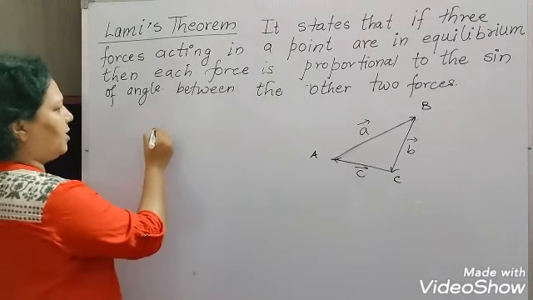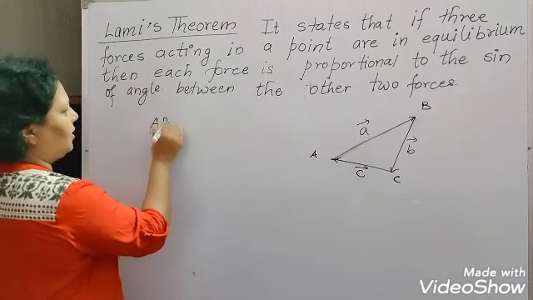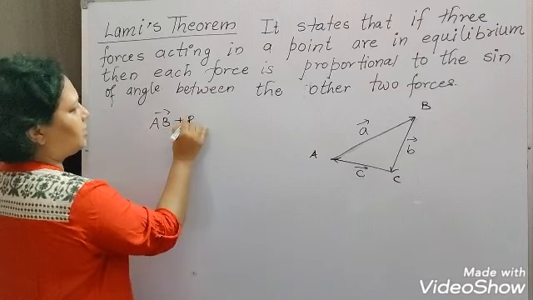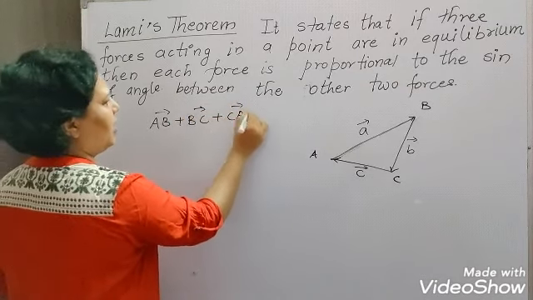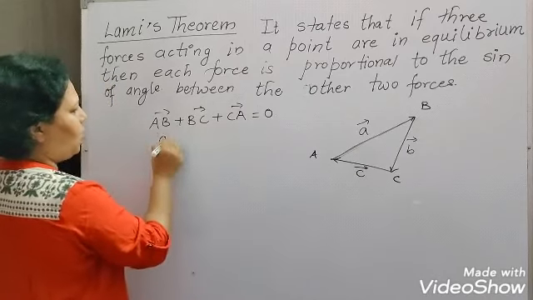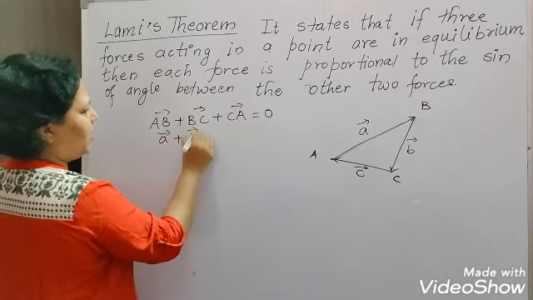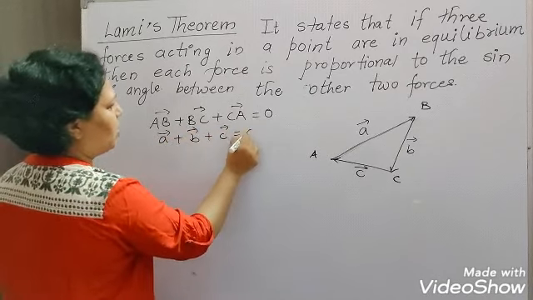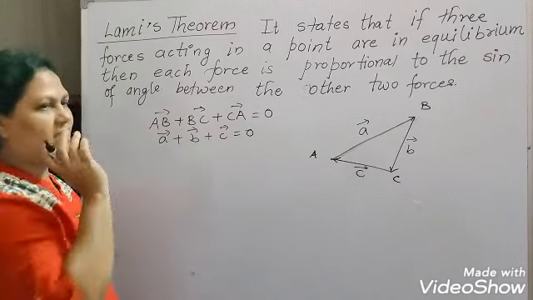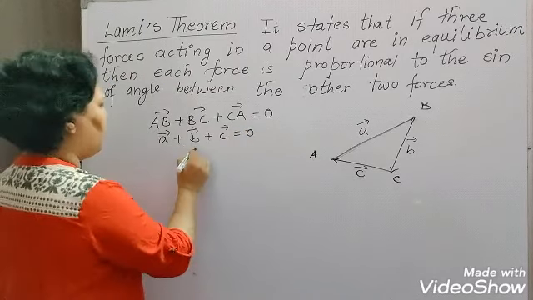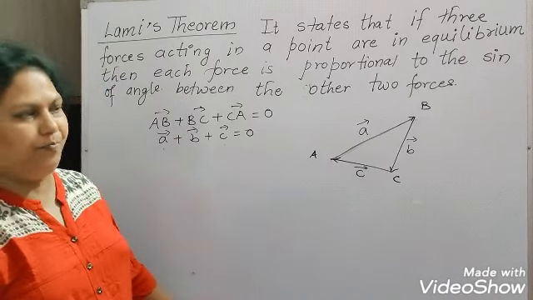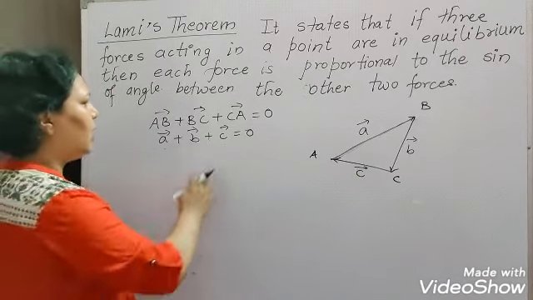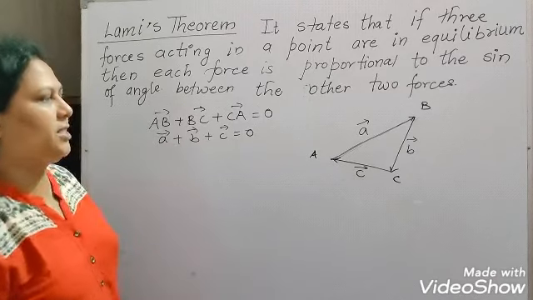That means here if we write AB plus BC plus CA, it is equal to 0, or A plus B plus C equal to 0. That means these three forces A, B, C are in equilibrium. Now what is Lami's theorem telling here?